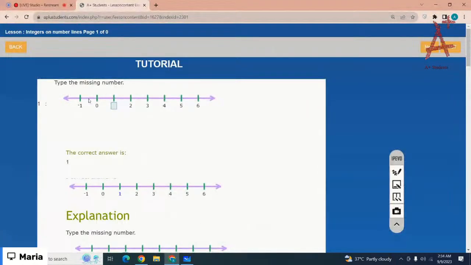Okay, type the missing number. Just look at the number line. Here you have negative 1, 0, 2, 3, 4. So which number is between 0 and 2? Between 0 and 2, that would be 1. So that means here you have 1. The missing number is 1. Let's just start with the practice questions.